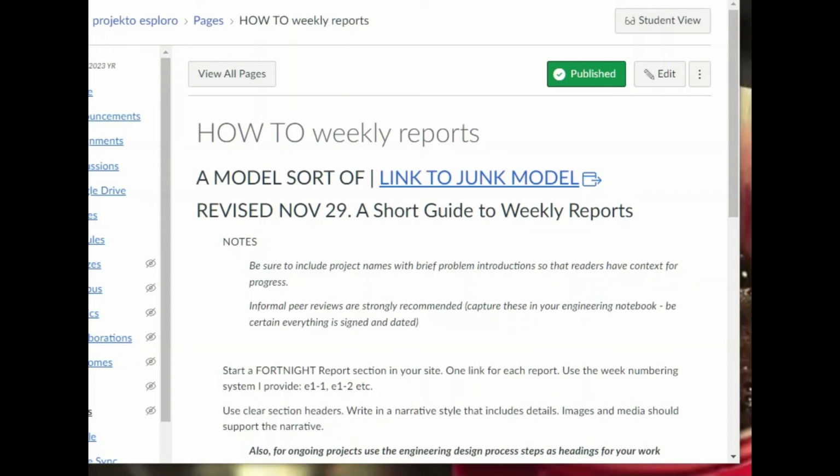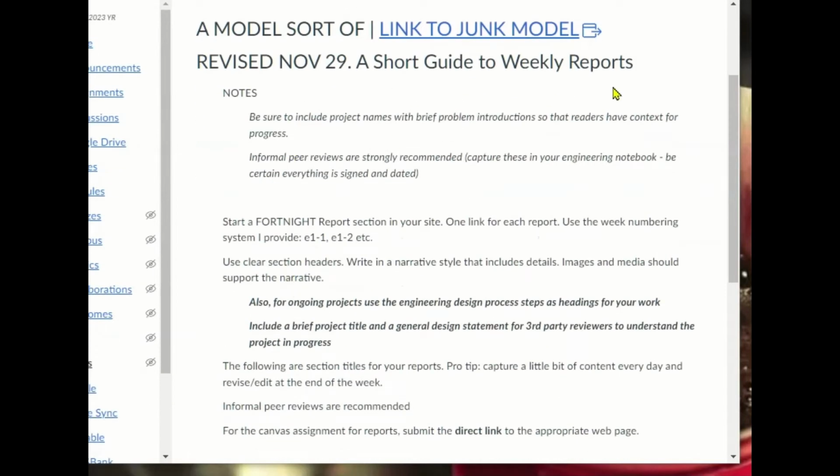Mr. Huff, and I just want to go over what we are now calling the Fortnight Report, literally a 14-day report, after our discussion last week or earlier this week. So anyway, this has been revised. This is just a review of what we talked about.